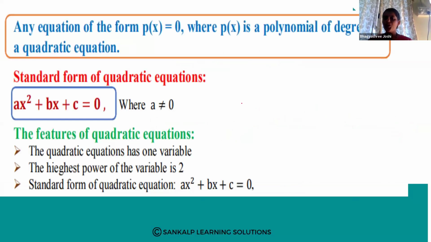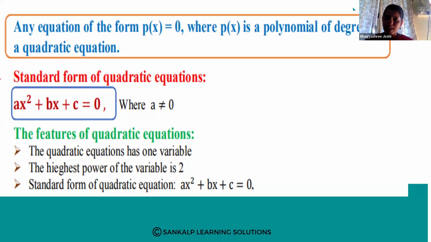Next, then what do you mean by quadratic equations? Any equation of the form p of x is equal to 0. What do you mean by p of x here? We know p of x is a polynomial, right? So p of x is the name of the polynomial. It represents a polynomial, right? So p of x is equal to 0, where p of x is a polynomial of degree 2, is a quadratic equation.